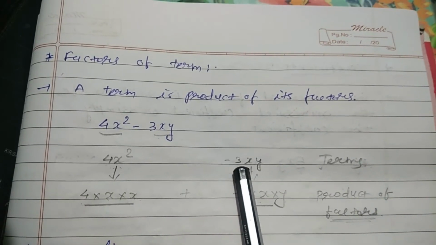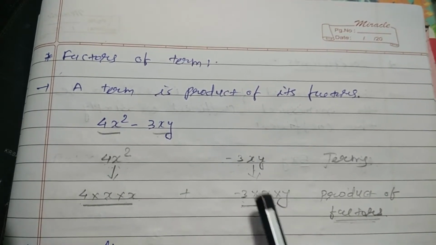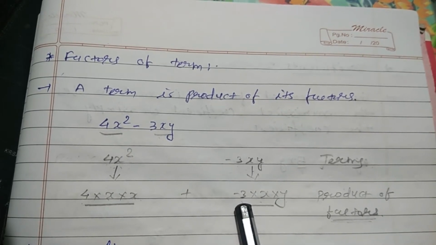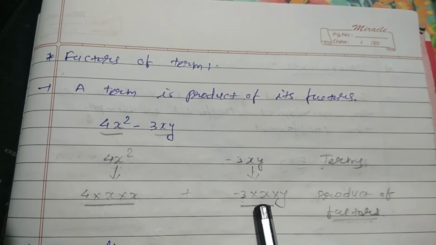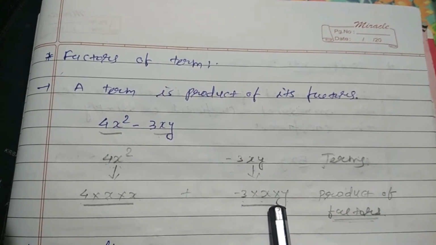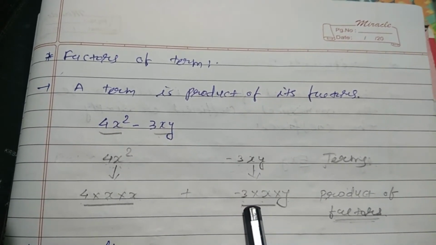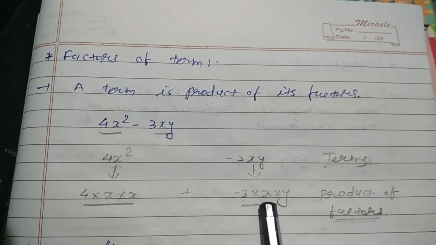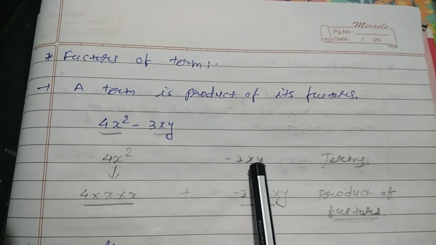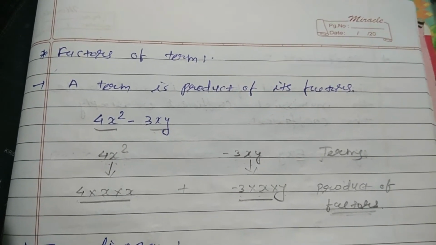Similarly, another term, minus 3xy, is formed by multiplying minus 3 with x and y. So this is a product of factors. This term minus 3xy is the product of factors minus 3, x and y. So minus 3, x and y are the factors of this term. This is the concept of factors.